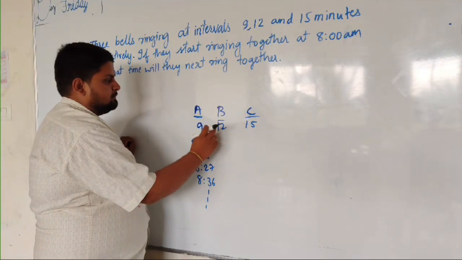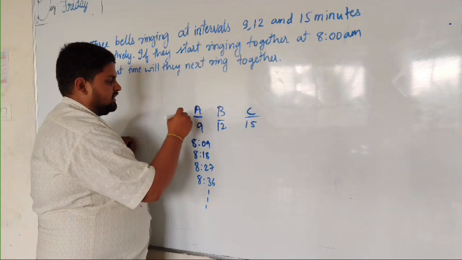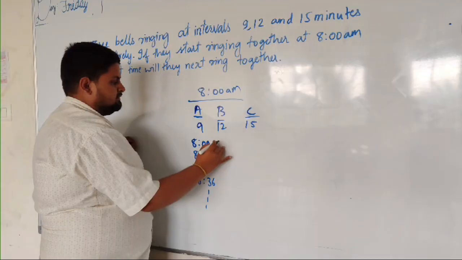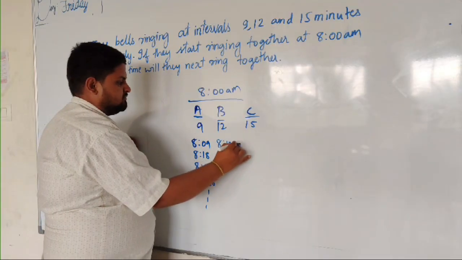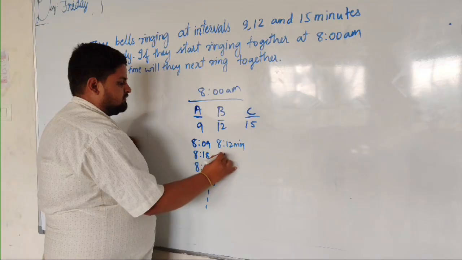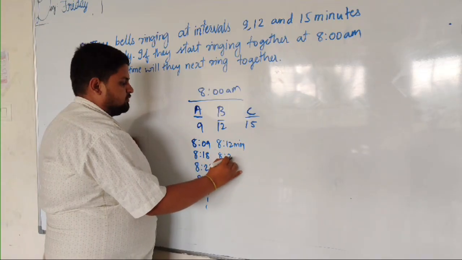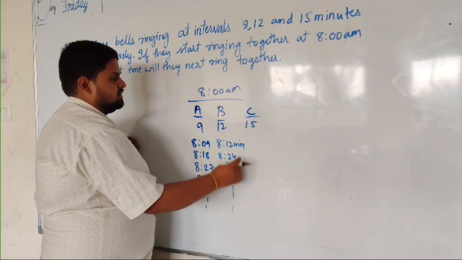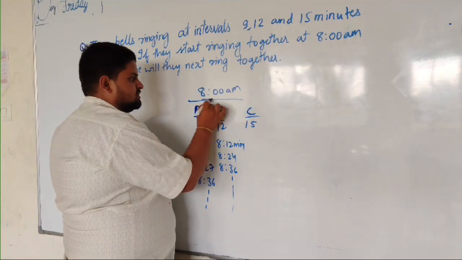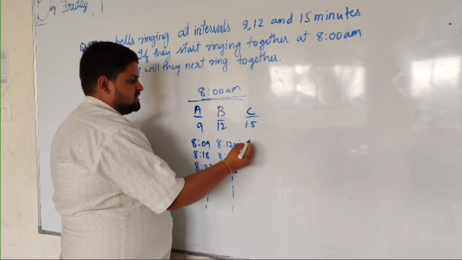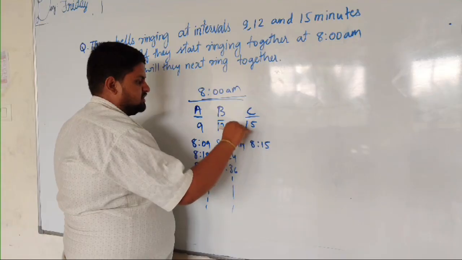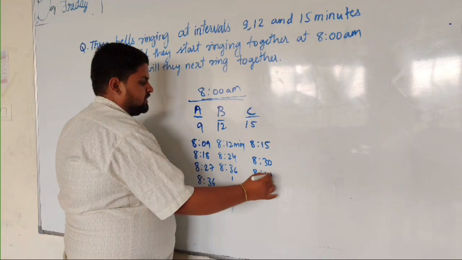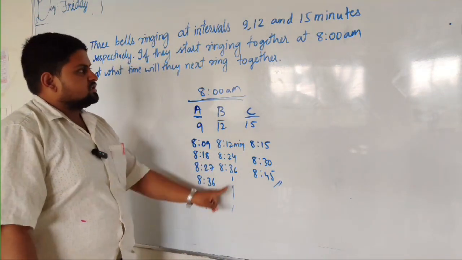In a similar way, bell B also rang at 8 am already. Again bell B will ring at 8:12. The second time it will ring at 8:24, and the next time at 8:36, etc. Now coming to bell C. Bell C also rang once at 8 am. Next time it will ring at 8:15, then at 8:30, then at 8:45. So it continues in the same cycle.